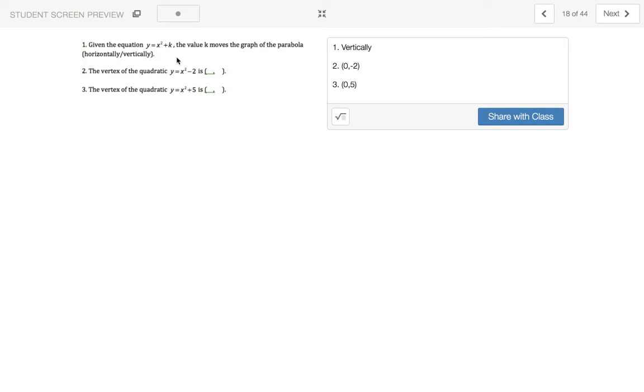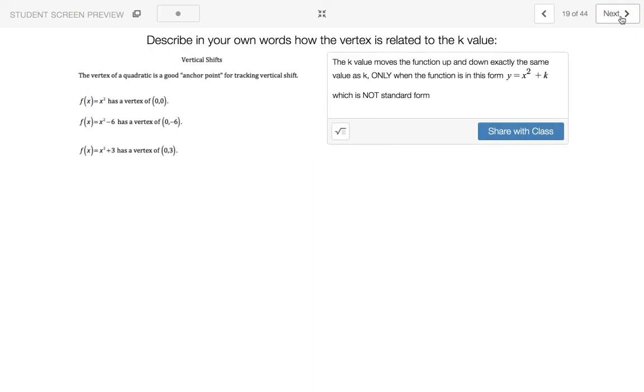Okay, so given that, it moves the function up and down vertically. Therefore, if the k value is -2, then the vertex will be at (0, -2). If the k value is +5, then the vertex will be at (0, 5). In my own words, and your words do not have to be the same as mine, the k value moves the function up and down exactly the same value as k, only when the function is in the form y equals x squared plus k, which is not standard form, right? Because there's no bx here. So don't be confused in thinking that that's the same as the c value in standard form. It's not.